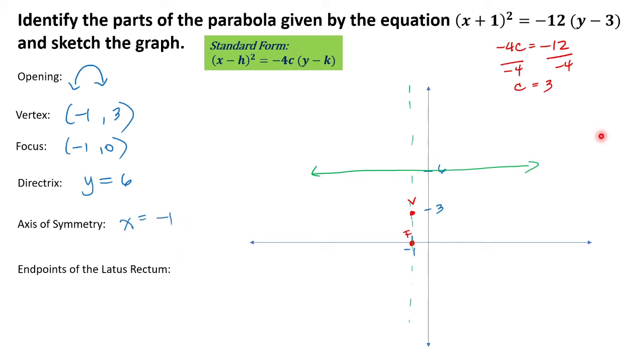Now, for the endpoints of the latus rectum, we would be needing this value, and that would be 12. Meaning that from the focus, we would be having 6 units to the left and right. So 6 units to the right of the focus would be at 5, and then 6 units to the left would be negative 7. So these would be the endpoints of our latus rectum. So I would be having negative 7, 0, and 5, 0. And to give you a rough sketch of our parabola, it would be something like this.